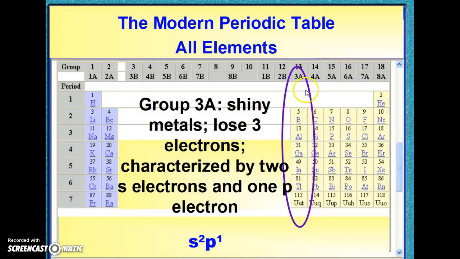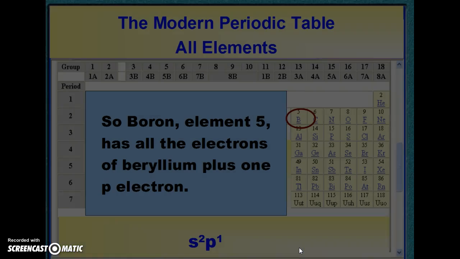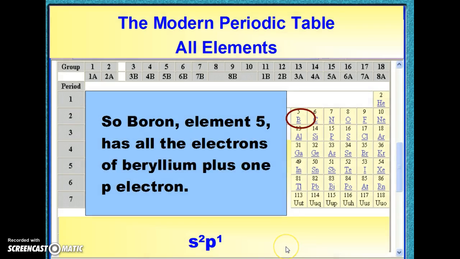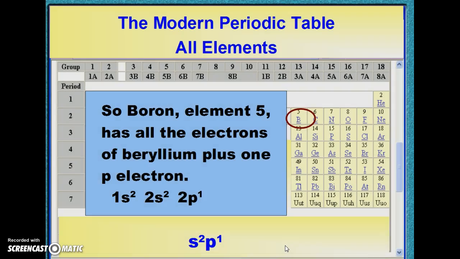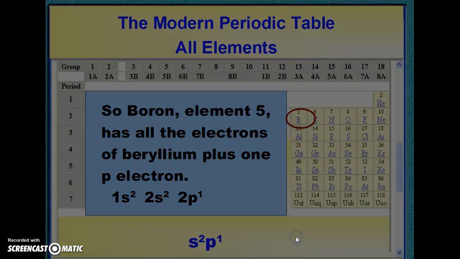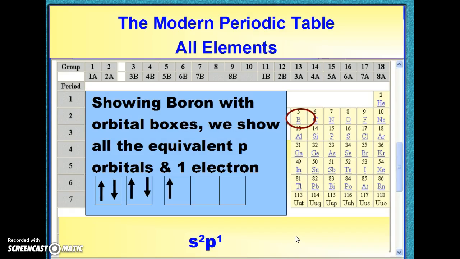Group 3A is generally shiny metals. They lose 3 electrons. It's characterized by 2 s electrons and 1 p electron. So boron, element 5, has all the electrons of beryllium plus a p electron. And we say it's 1s2, 2s2, 2p1. Showing boron with orbital boxes, we show all the equivalent p orbitals. 2 of them are completely empty, and 1 is half filled.